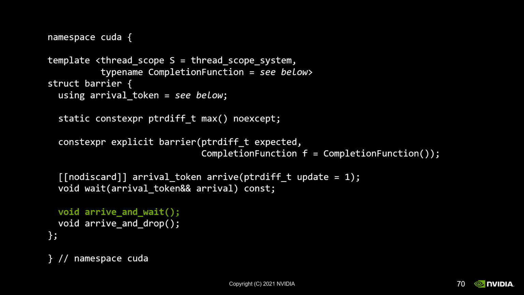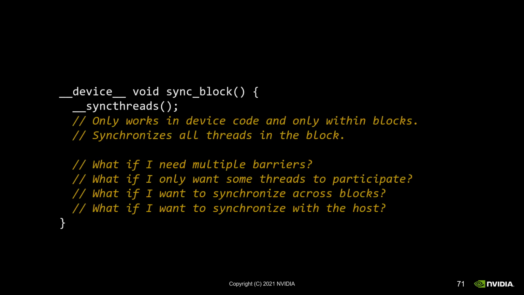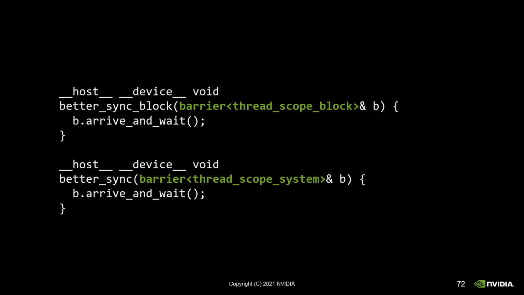There's also a more traditional arrive-and-wait method, which will arrive on the barrier and wait for the phase to complete. Standard C++'s barrier is a modern replacement for __syncthreads. __syncthreads only works in device code and only within blocks. You have no control over granularity with __syncthreads. It only synchronizes all the threads in a block. What if you need multiple barriers? What if you only want some threads to participate in a barrier? What if you want to synchronize across blocks? What if you want to synchronize with the host? Standard C++'s barrier is the answer.